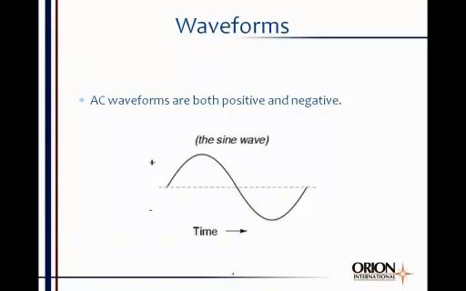Now, AC waveforms are both positive and negative. That's their definition. Alternating current waveforms are both positive and negative. And you see a sine wave on the screen in front of you.